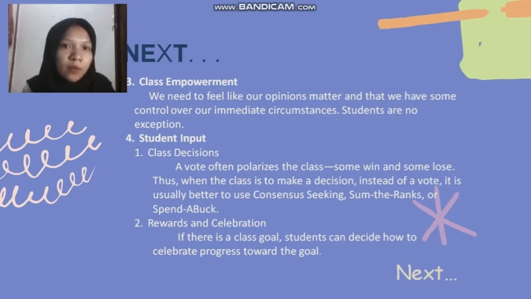A vote often polarizes the class, some win and some lose. Thus, when the class is to make a decision, instead of a vote it is usually better to use consensus seeking, sum the ranks, or spend a buck. The next is rewards and celebration. If there is a class goal, students can decide how to celebrate progress toward the goal.